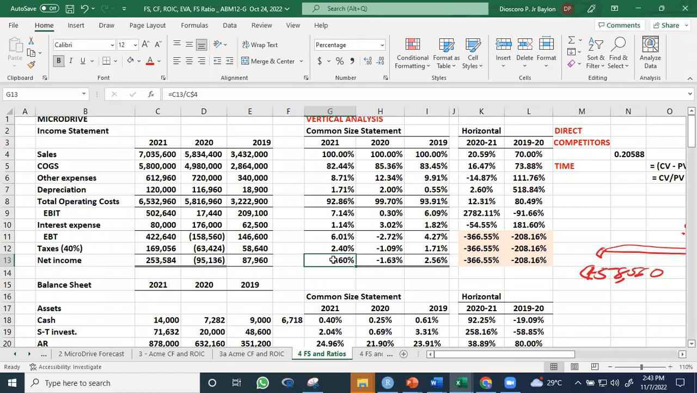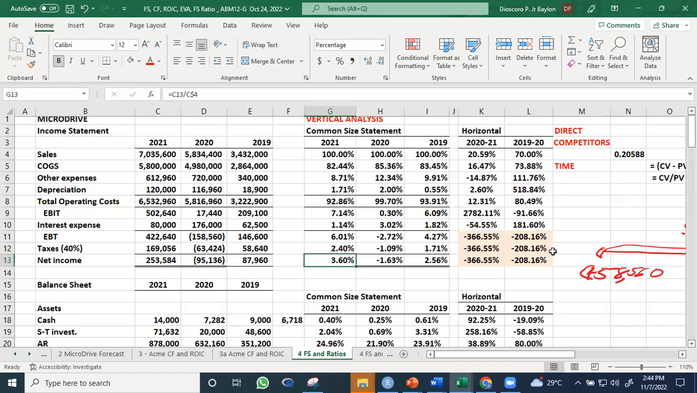We said that there are two things that we need to do. We cannot just evaluate or interpret this based on this solitary figure, 3 pesos and 60 centavos for every 100 pesos of sales. You can't really say not bad or not good, because we have to benchmark that. And there are two things with which we can benchmark the performance of the firm. Either benchmark it against competitors. So is this 3.6 lower or higher than the direct competitor?